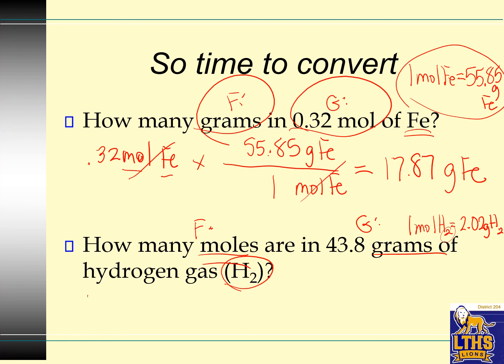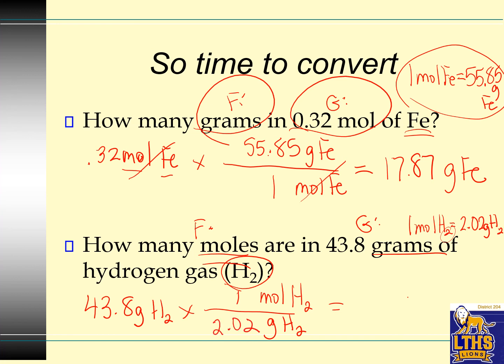So now I start with the given, 43.8 grams of H2, and I multiply by a conversion factor, which is an equality. Grams go on the bottom. Why? Because I want to cancel from the one before. Moles go on top. Why? Because it's what I'm trying to get to. Number 1 goes with moles, and 2.02 goes with grams, and I find out that there's 21.7 moles of H2. Okay?